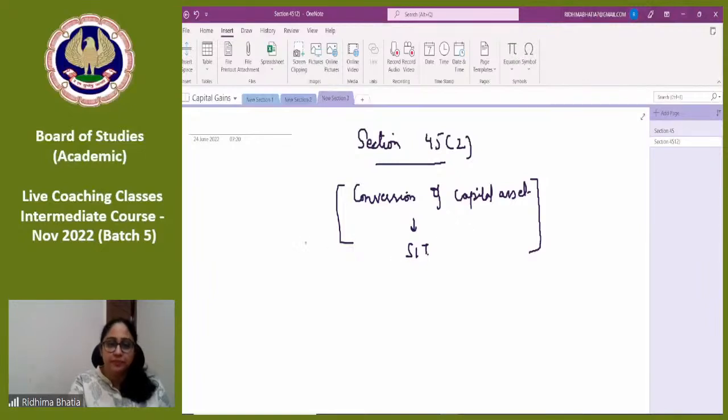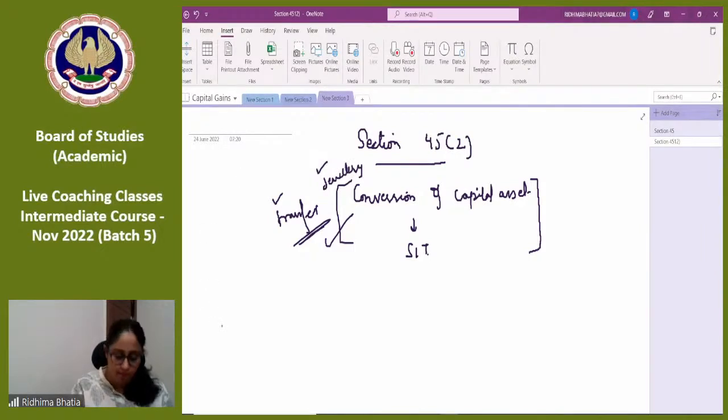Now, let's see. At least first we all agree that there is a transfer. We also agree that there is a capital asset. Whatever I'm saying again and again, I hope that is clear. Now, next thing we see, period of holding.